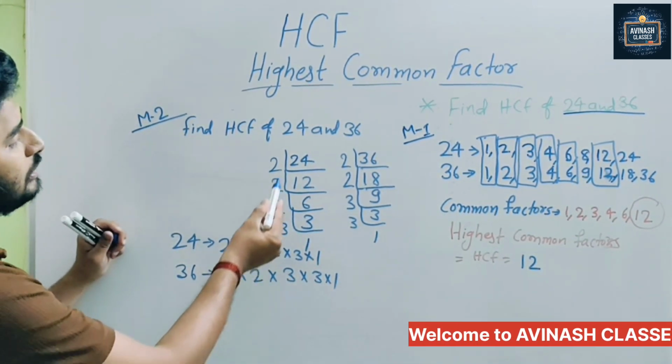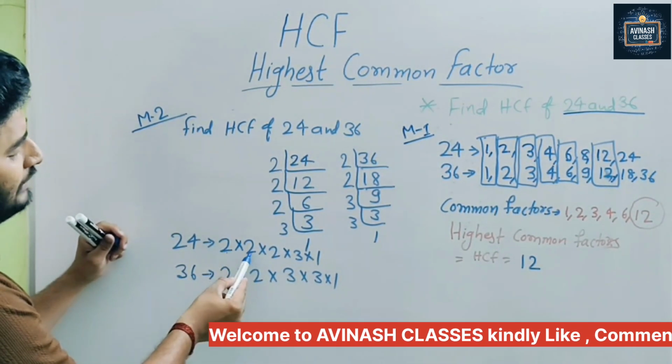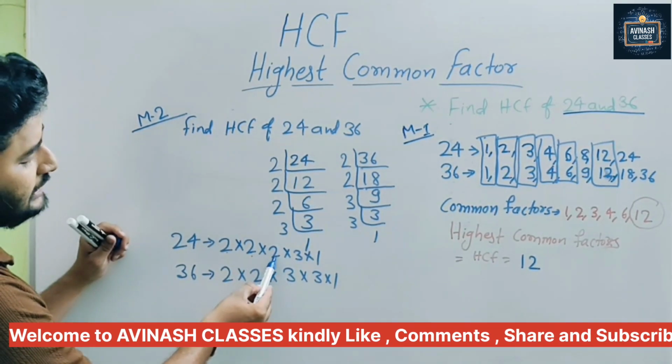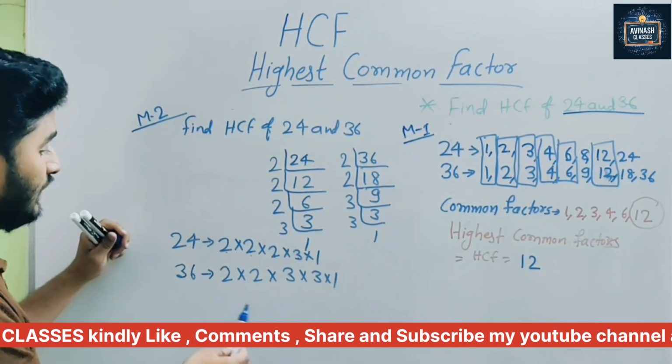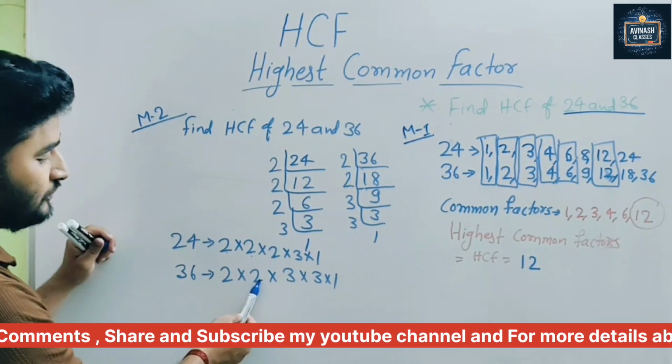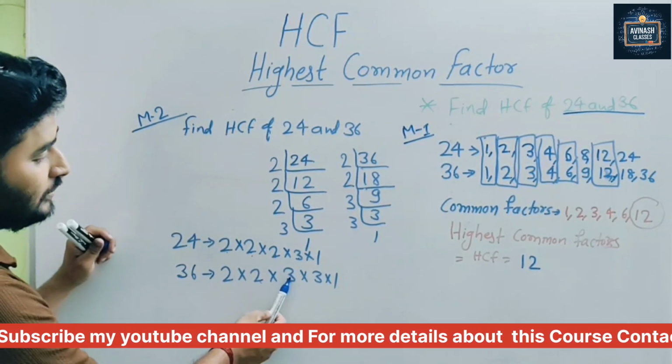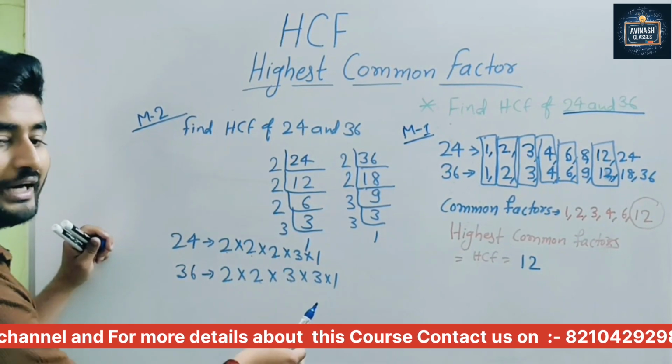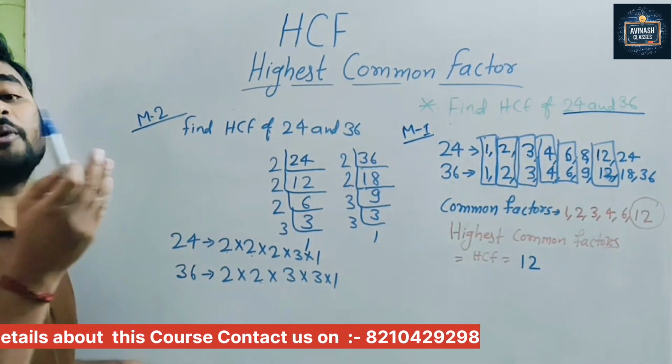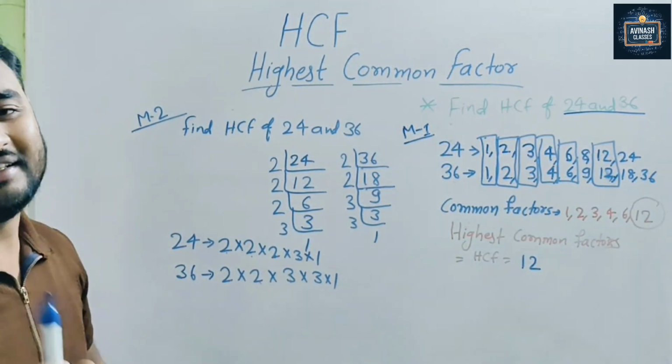When you multiply and get 24, see, 2 times 2 is 4, 4 times 2 is 8, 8 times 3 is 24. If you multiply here, 2 times 2 is 4, 4 times 3 is 12, 12 times 3 is 36. So that's why this is called the product of prime numbers. Getting or not? Yes, sir.